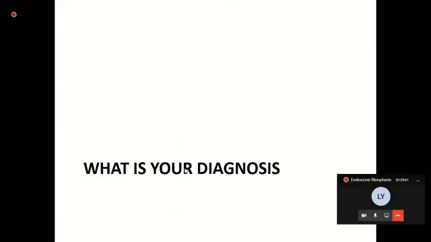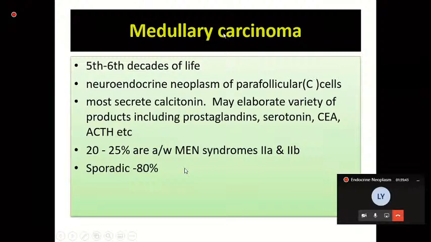So what is your diagnosis? We said it is medullary carcinoma. Actually, medullary carcinoma is considered a neuroendocrine neoplasm of the parafollicular C cells. Because it is neuroendocrine, it secretes calcitonin, and can also secrete ACTH, prostaglandin, serotonin, and CEA.